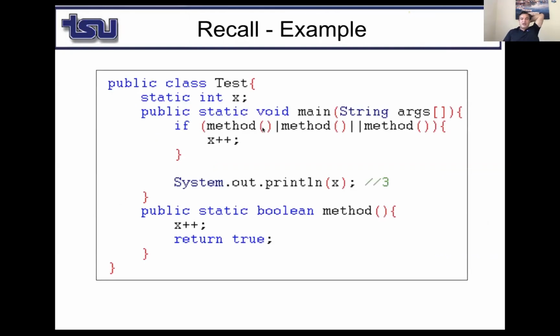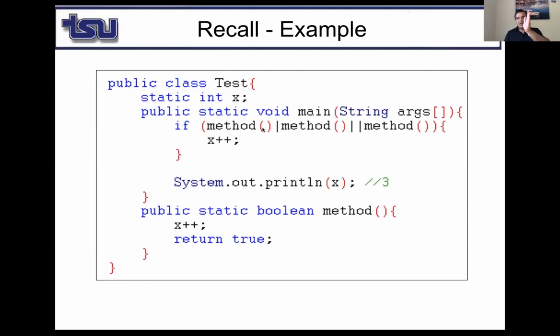Okay, so just to remind you, the difference between single pipe and double pipes that we discussed before, I just wrote this fun example for you. This is class Test, and this is my main method. And then I have another method called method, which returns a Boolean, true or false. And I defined a data member, static int x. This is outside the main method. So this class has a static data member x, and then this is the main method. So let's take a look at this.